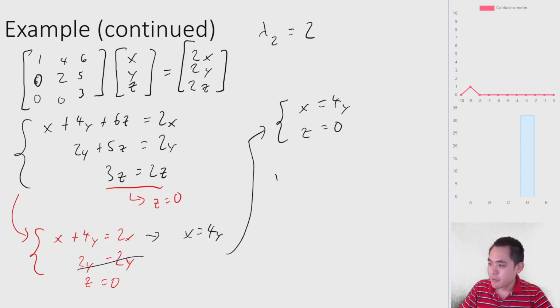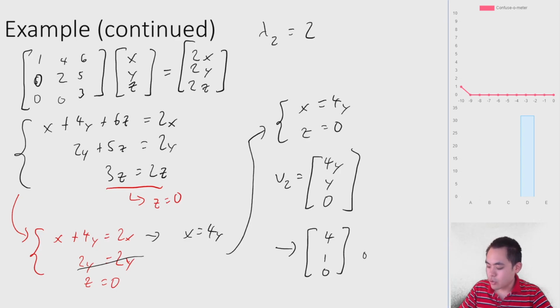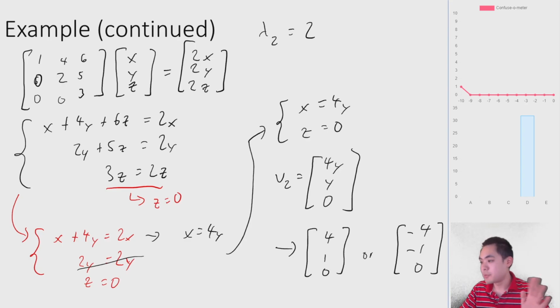So therefore, v2 is equal to 4y, y, and 0. Which implies that one eigenvector is 4, 1, 0. Or you could have another eigenvector, which is minus 4, minus 1, 0, and that would also be an eigenvector. Okay, does that sort of make sense?